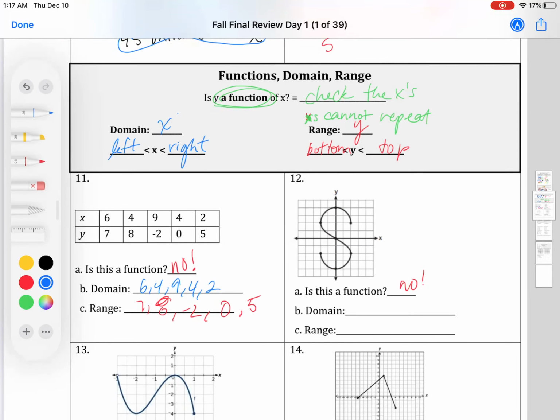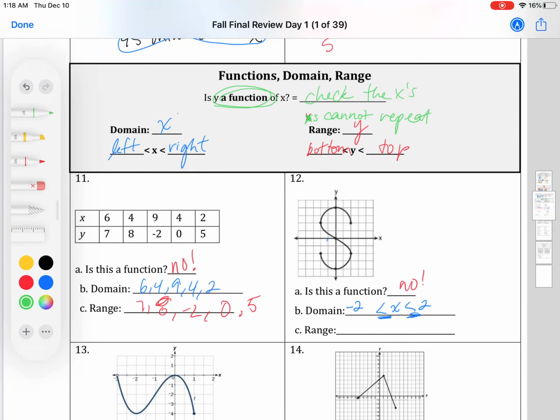Domain, what we just said earlier, is x. From a graph, we write it like this. Domain is the furthest left x to the furthest right x on your graph. The left of the graph is the number -2. The right of the graph is the number +2. The left side has a closed circle, so we're going to close off our side. The right side also has a closed circle, so we're going to close off our side. So that's the domain, very easy.